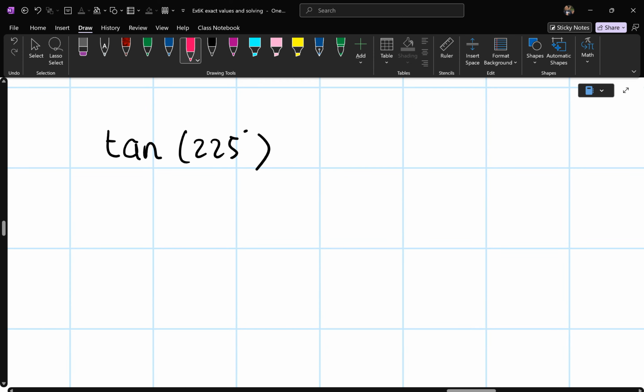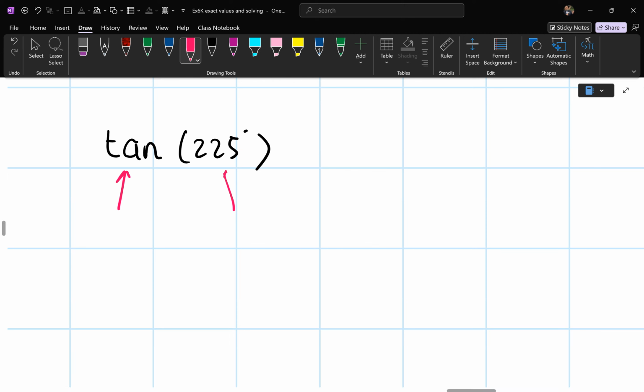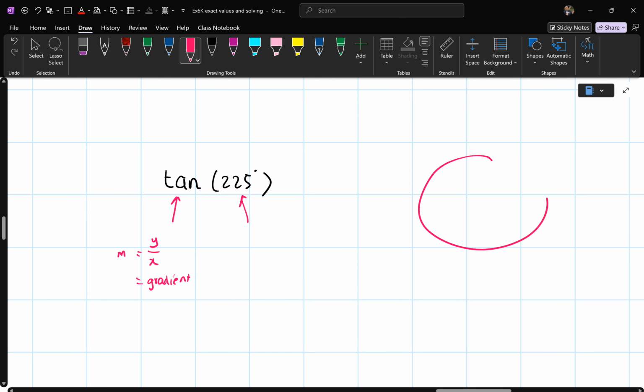Same thing. Two things that you've got to ask yourselves. One, what is tan representing? Andrea? X over y. Not x over y. Y over x, which is the gradient. Y over x means gradient. The gradient of a line, remember the gradient of a line has 4 types: positive, negative, 0, and undefined. Right? So I need to know unit circle. I'm interested in the gradient.